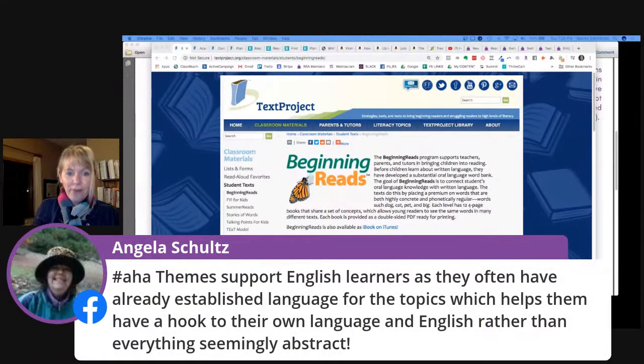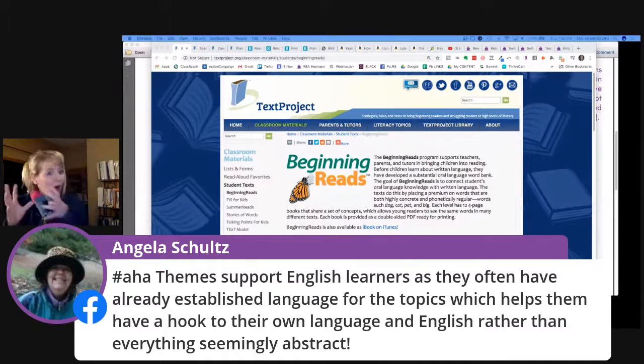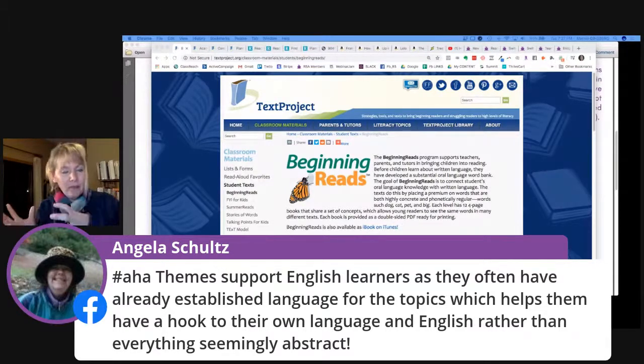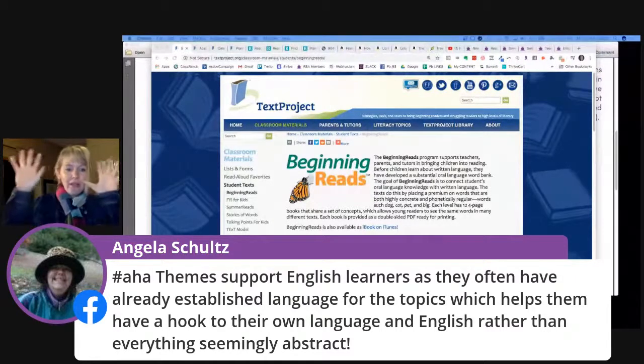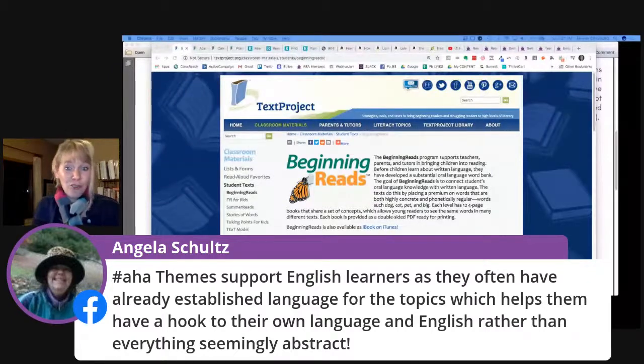This is a great point. Drawing from what Dr. Freddie said, they already have labels. Let's help them learn the labels from the new language. Themes support English language learners as they often have already established language for the topics, which helps them have a hook into their own language and English rather than having everything seem abstract. And the pictures are one way in which she does that really well.